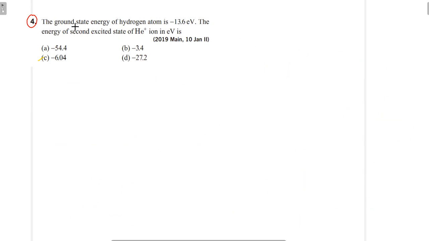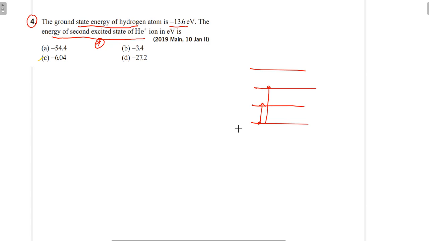Question number 4. The ground state energy of hydrogen atom is minus 13.6 electron volt. What is the energy of the second excited state of helium plus ion in electron volt? See, second excited state is very important. These are the energy levels. Electron is here. First excited state means here. Second excited state means electron is here. So n equal to 1, 2, 3, so the electron is present at the third level.